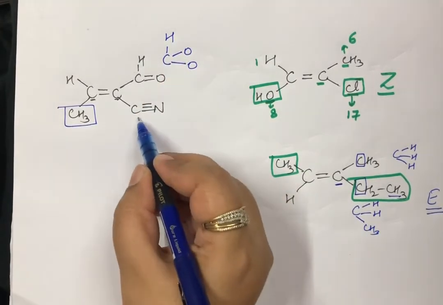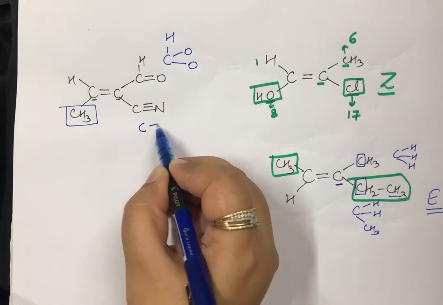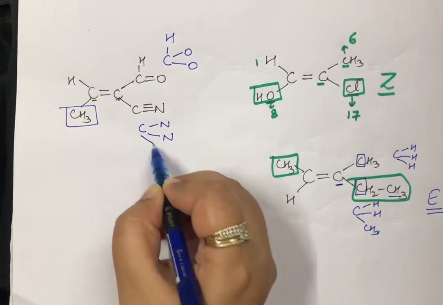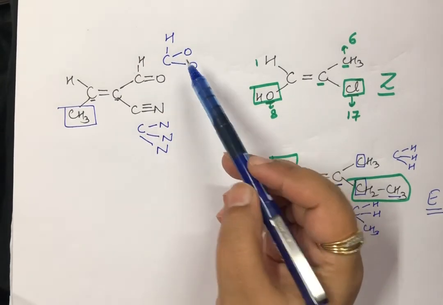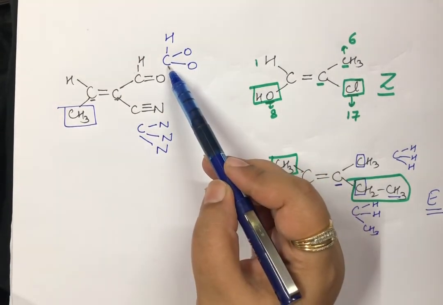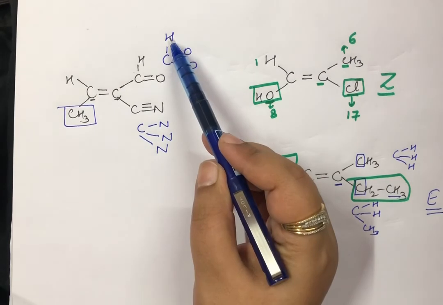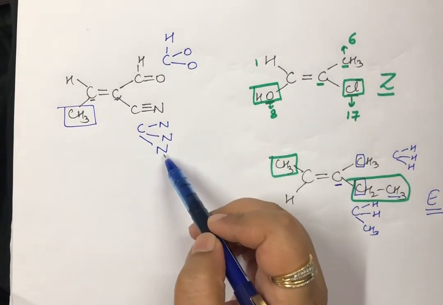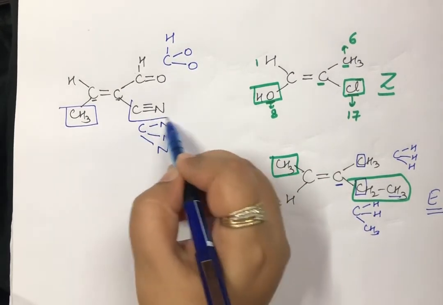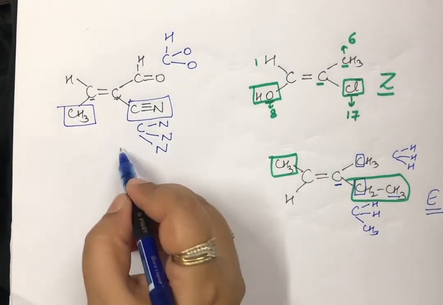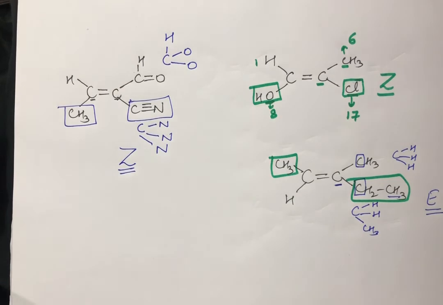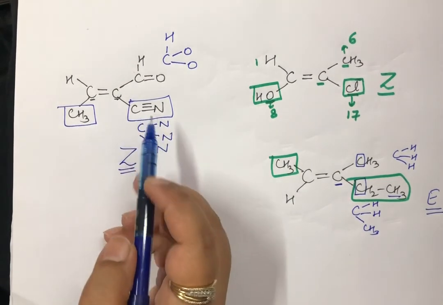And similarly, if it is carbon triple bond nitrogen, I will say it is like this. So now if I have to consider which is of higher priority, in this case it is going to be this carbon attached to 2 oxygens and 1 hydrogen, and here it is attached to 3 nitrogens. So definitely which is of more priority? This is of more priority. And what kind of configuration will it have? It will have Z configuration since they are on the same side.